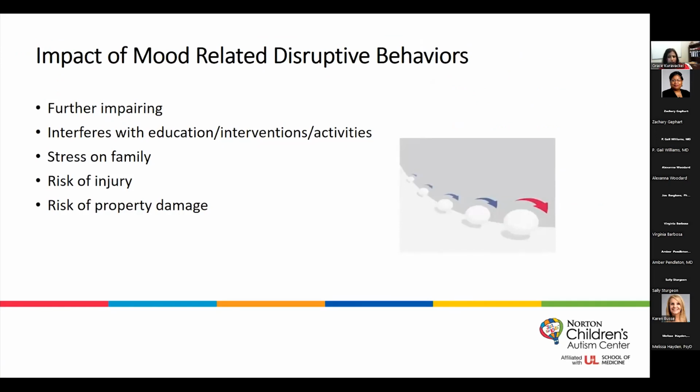So it is very, very critical to talk about this, understand this. And the reason being, it is critical to identify these problems very early on and treat them. Otherwise, it can be very impairing, further impairing for the individual who is experiencing this negative affect, because it interferes with further options with education, moving forward with therapies, outings, recreational activities, a lot of stress on the family, siblings, and greatly so also injury, risk of injury to self, injury to others, and property damage as well.